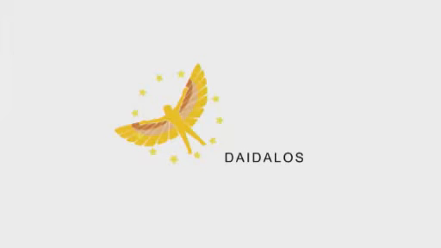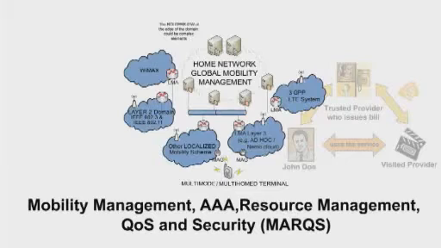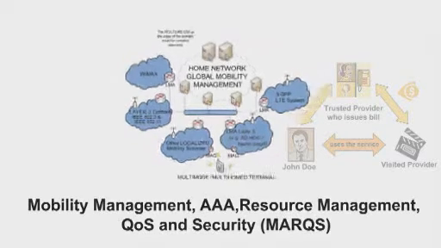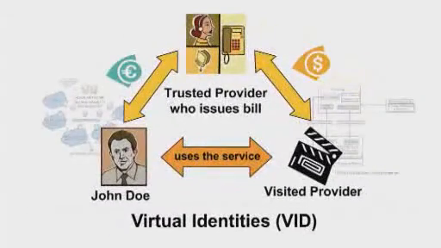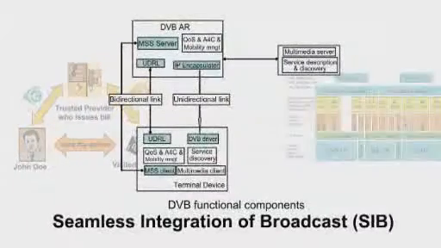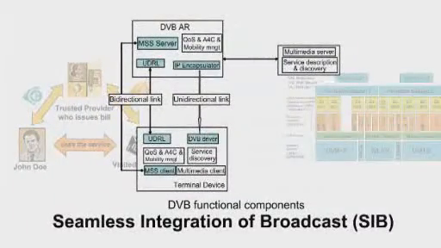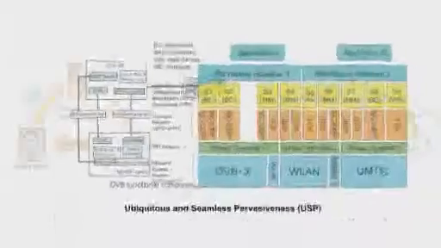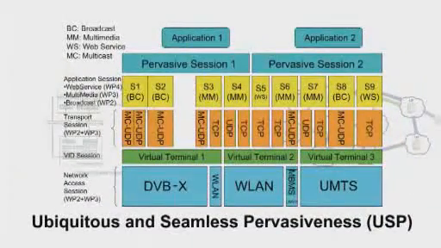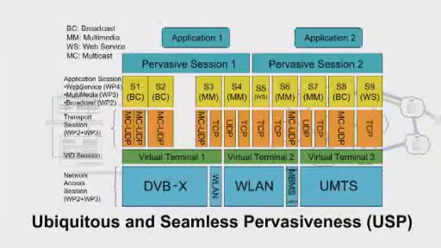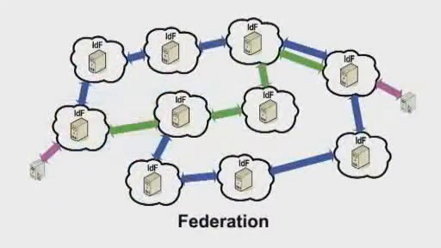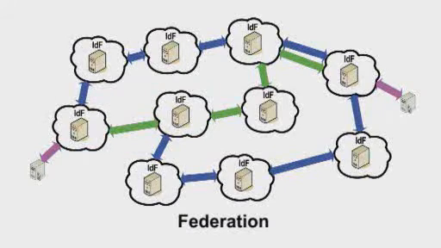5 key concepts provide the guideline of the project. MARKS: integrated key operator functions across different technologies, such as mobility or resource management. Virtual identities, VID: flexible identity management. Seamless integration of broadcast, SIB, at network and service level. Ubiquitous and seamless pervasiveness, USP. Context-aware user experience management on network and service level. Federation enables dynamic multi-party business environments.